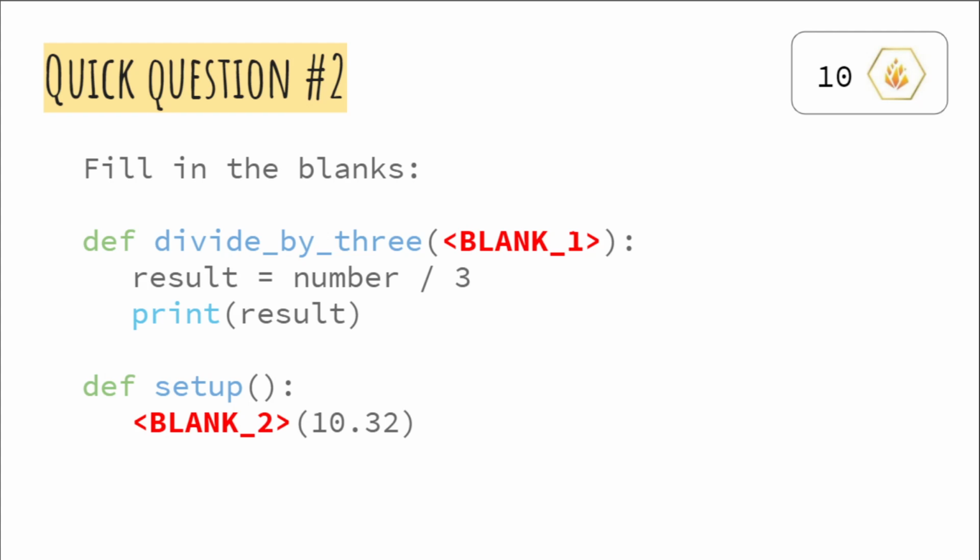So as you can see, most of you answered blank 1 should be number, and blank 2 should be divide by 3. And that's correct. So when we look at this, we know that we want our result to be number divided by 3. And so when we call divide by 3 with some number, in this case 10.32, that number should have the name number. So inside the parentheses, we name our parameter number. And then later on, when we want to call our function and divide 10.32 by 3 and print the result, we need to use the name that we gave to the function, and that name was divide by 3.